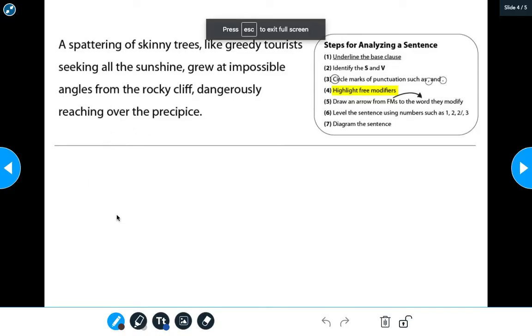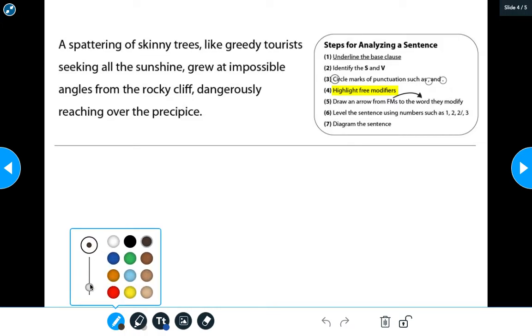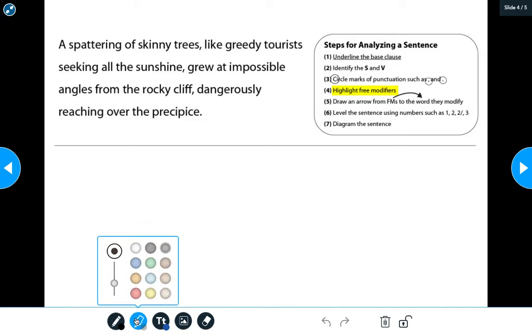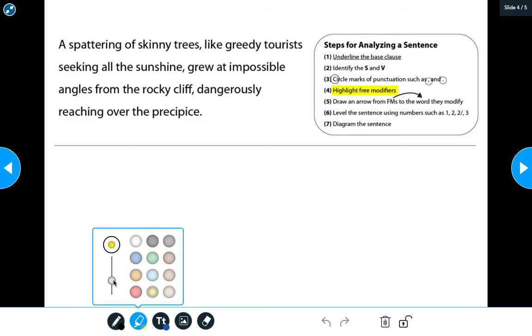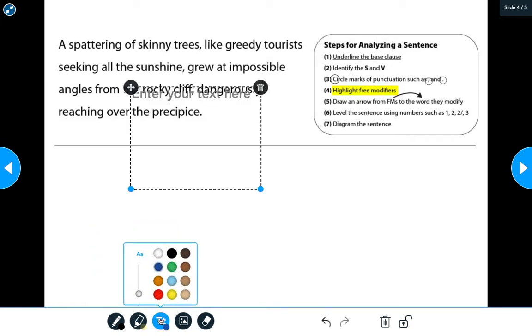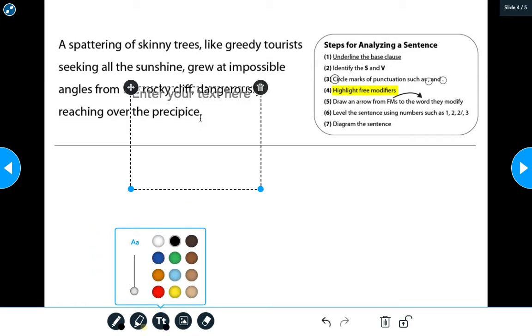Okay, hey, let's talk about medial modifiers here. We've seen lots of initial position and final position free modifiers, but in terms of diagramming and leveling, it's a little bit different when you encounter medial modifiers. So I just want to show you this, and if you watch now, I think you'll pick it up. No problem.